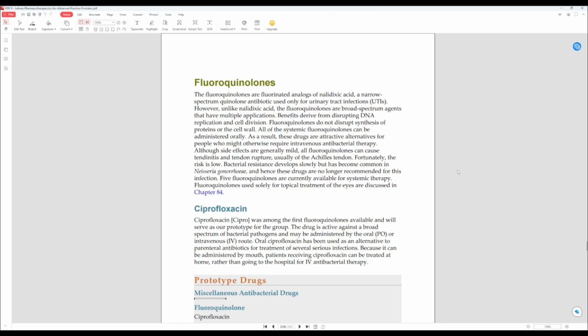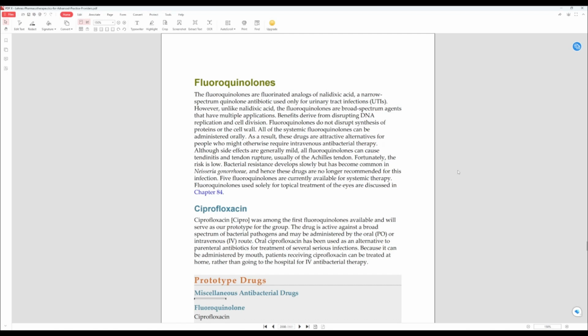Fluoroquinolones. The fluoroquinolones are fluorinated analogs of nalidixic acid, a narrow-spectrum quinolone antibiotic used only for UTIs. However, unlike nalidixic acid, the fluoroquinolones are broad-spectrum agents that have multiple applications. Benefits derive from disrupting DNA replication as well as cell division. Fluoroquinolones do not disrupt the synthesis of proteins or the cell wall.